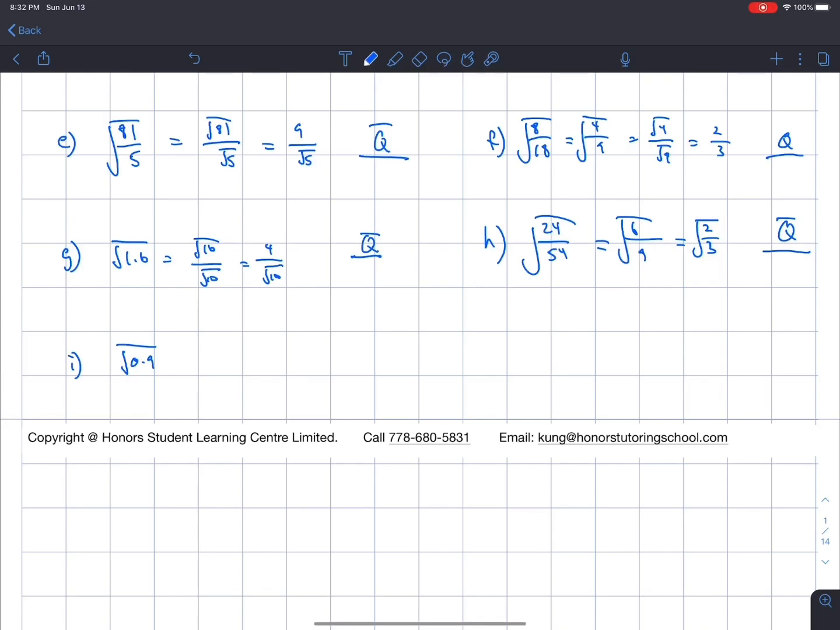I, again, only 1 decimal place. You cannot have 1 decimal place, so it's irrational. But for 0.09, the square root of 9 is 3. And there are 2 decimal places, so we have the right amount of decimal places. We get 1 decimal place, so this is rational.